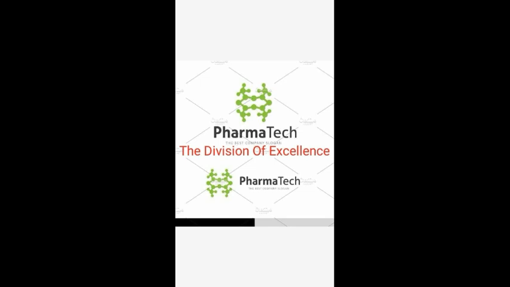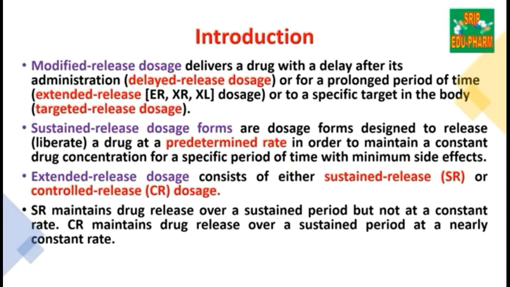So let's start the new chapter of modern pharmaceutics, which is controlled drug delivery system, that means CDDS. This controlled drug delivery system is the most important chapter for your GPAT and CET exams. So let's start this chapter, controlled drug delivery system.